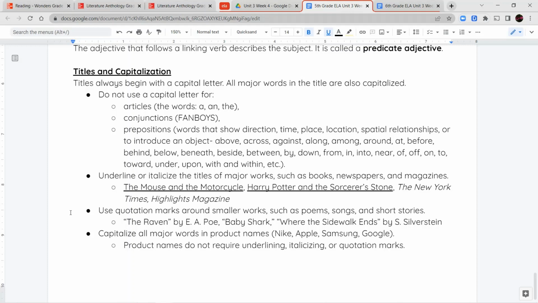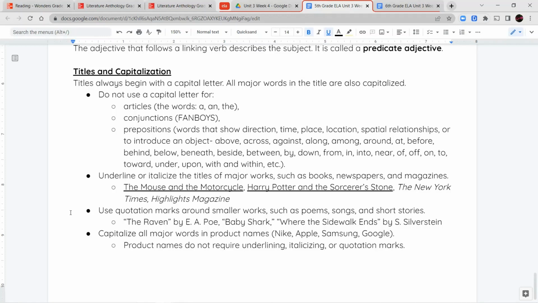Any prepositions, so words that show direction, time, place, location, relationship, words like above, across, against, along, at, near, into, all of these. There's a long list of them. I put a bunch of them right here for you. Those are not capitalized, again, unless they're the first word in the title.